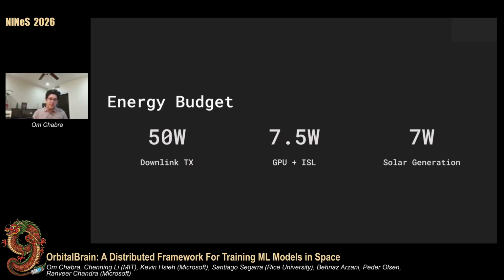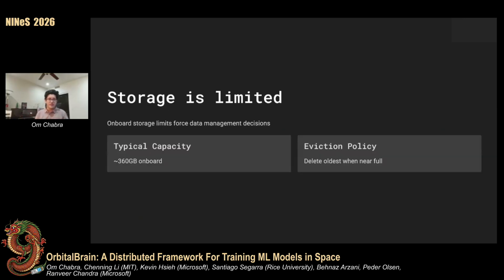Finally, what you'll see is that there's a highly constrained budget in terms of energy. A satellite only generates around 7 watts of power from its solar panels. Now, downlinking all the way from space to ground takes around 50 watts. And similarly, if you were just to run your GPU, this is an NVIDIA Jetson, with an intersatellite link, it only takes around 7.5 watts, which is much cheaper in terms of power. And finally, what you'll see is that storage is limited. Onboard storage limits force you to make decisions because there's only roughly 360 GB on board. So you can't keep storing all of your data across a whole day as you look at the full constellation.